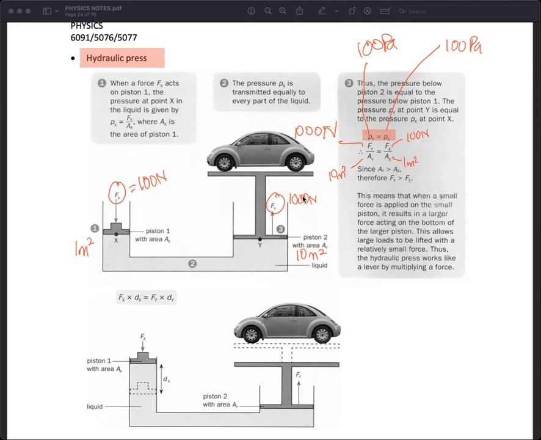You all give up? Okay. So you can actually create a much bigger force. Just need to play around the area. But what is the catch here?